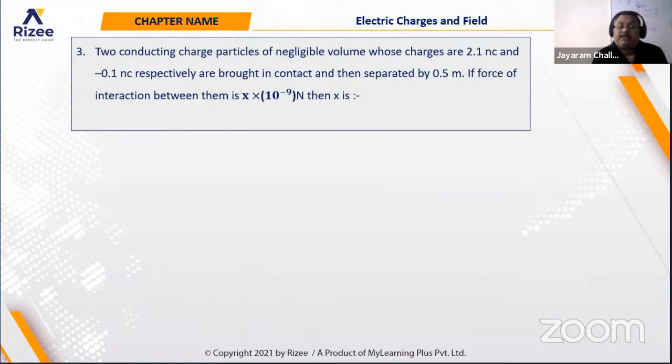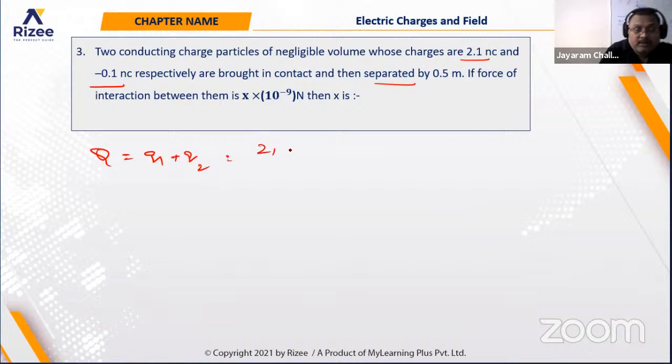Two conducting charged particles of negligible volume whose charges are 21 nanocoulombs and minus 1 nanocoulombs respectively are brought in contact and separated by a distance of 0.5. When these two spheres are brought in contact, what will happen to the total charge? Total charge Q is equal to Q1 plus Q2. Q1 is 2.1 into 10 to the power of minus.